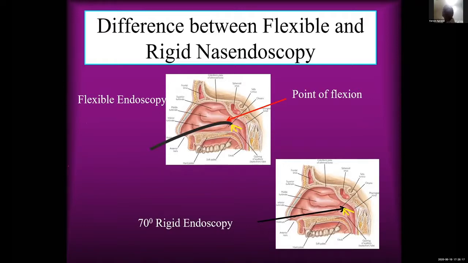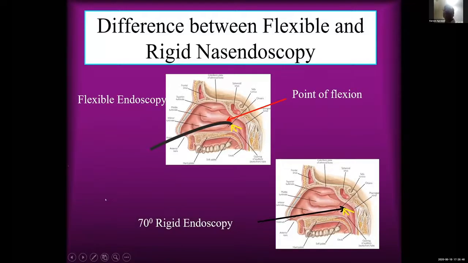While manipulating, one has to be very sure that you are pushing it down rather than up. Sometimes we commit that mistake of flexing it up rather than down and then we get lost. So that is one technique one has to learn while performing with the flexible endoscope. While with the 70 degree rigid endoscope, you see it goes straight into the nasal cavity and reaches the nasopharynx, and one can have the correct vision directly without any manipulation of the endoscope. You can visualize it.